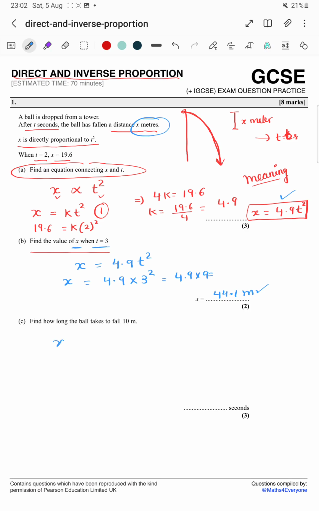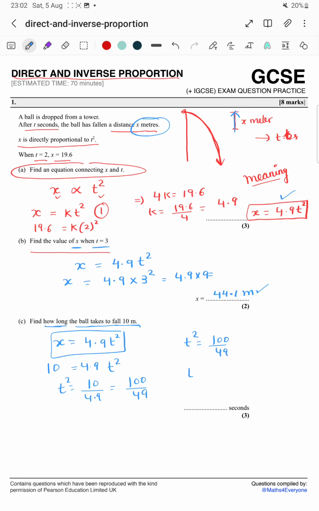Next question is, again I will write my rule or my equation, that x is 4.9 t squared. The question is how long the ball takes to fall 10 meters. So a 10 meter distance we have to cover. How much time will be required? Now time is needed, so I will use the t variable as it is, and x is 10 meters. So t squared is equal to 10 over 4.9, or I can say it is 100 over 49. So t squared is 100 over 49, and t will be equal to plus or minus the square root of 100 over 49.